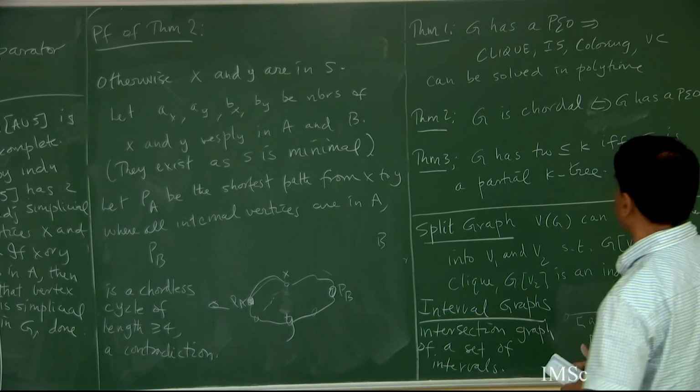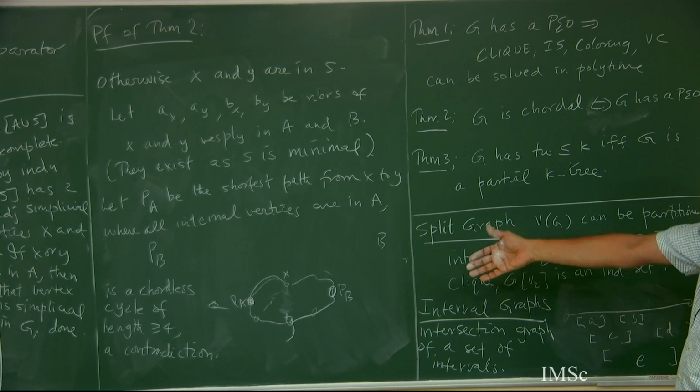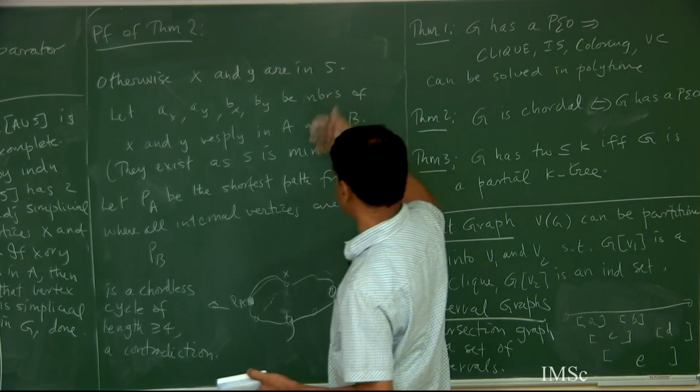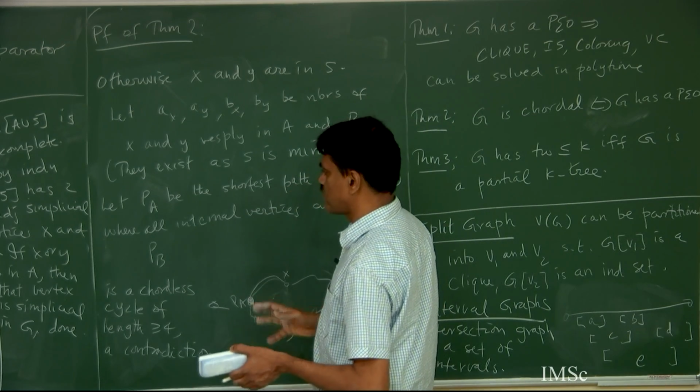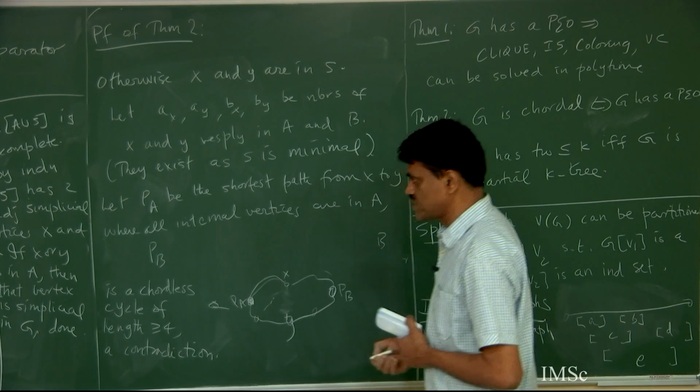So we have shown that if it is chordal, then there is a perfect element, there is a simplicial vertex. That is what we have shown. But we have shown something stronger: if it is an incomplete graph, then there are at least 2 non-adjacent simplicial vertices.